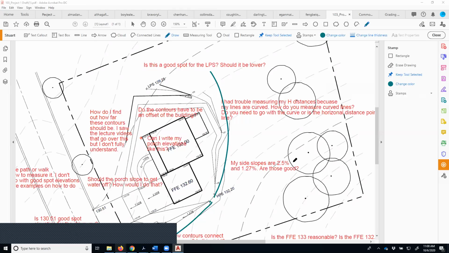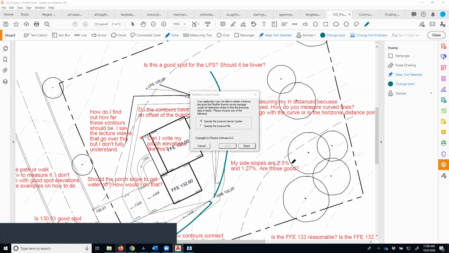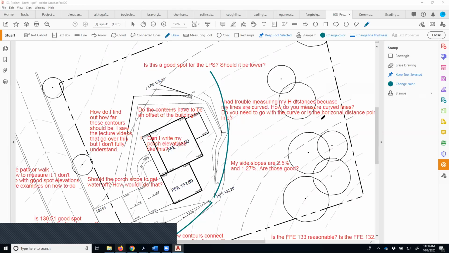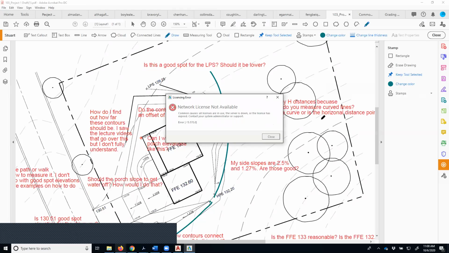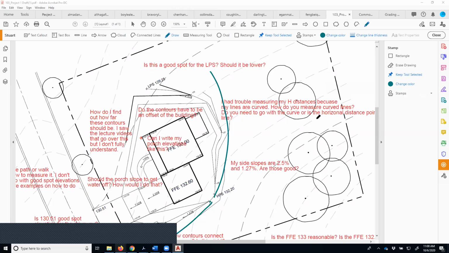My side slopes are 2.5% and 1.25. Are those good? The 1.25 is a little shy. See, I knew AutoCAD wouldn't be happy. So I would try to get it up to 2%.